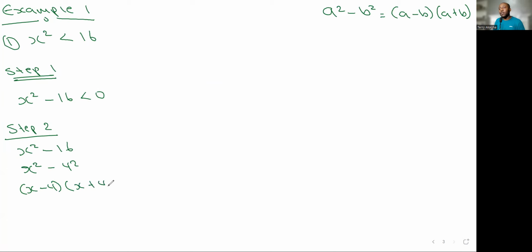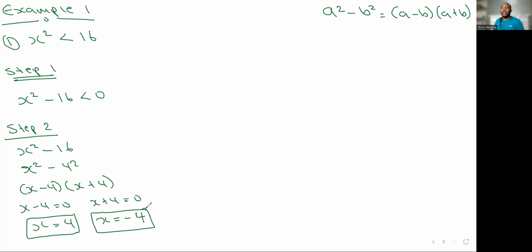X plus 4. So that means x minus 4 is equal to 0, x plus 4 is equal to 0. So x will be equal to 4 and x will be equal to what? Minus 4. So that means the solutions for this are x is equal to 4 and x is equal to minus 4. All right, so this is how you get the answers for that.